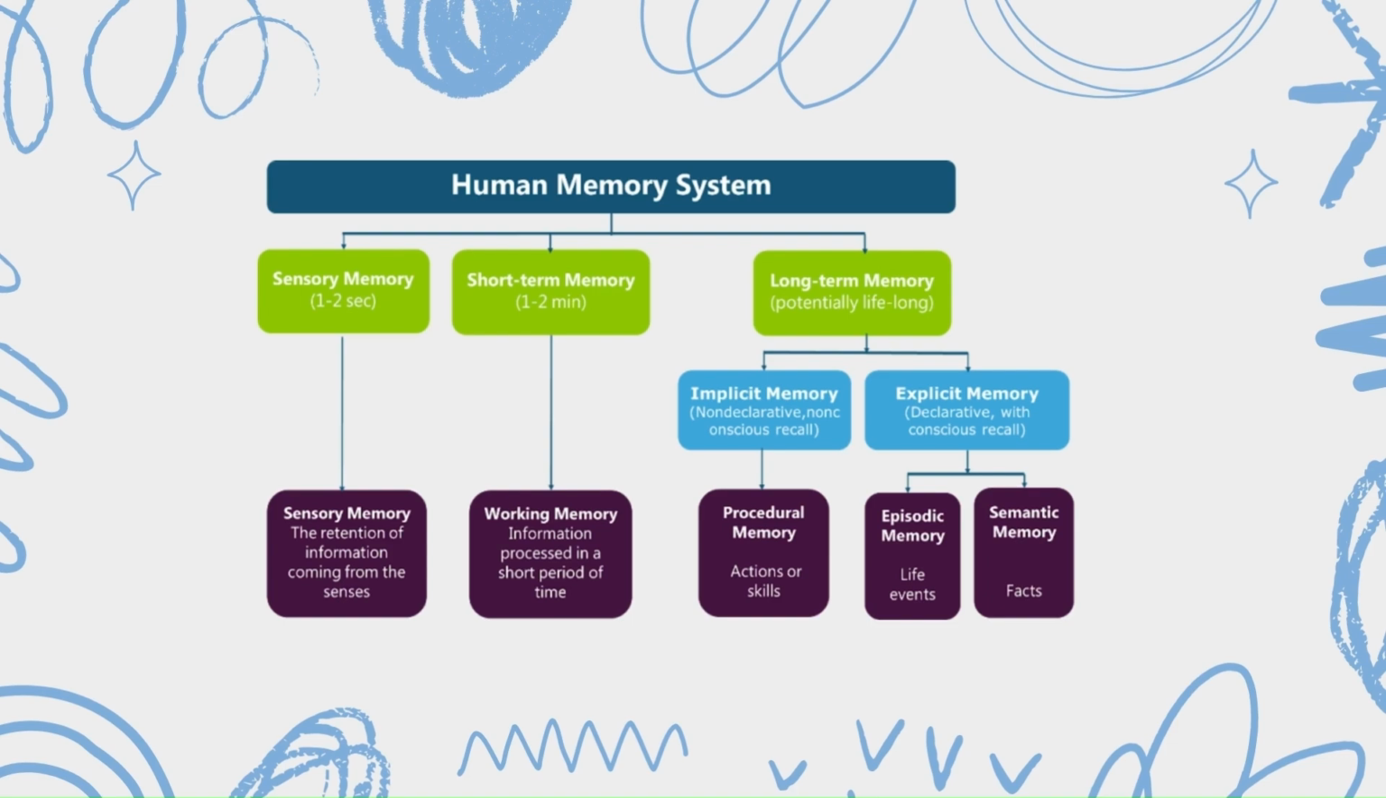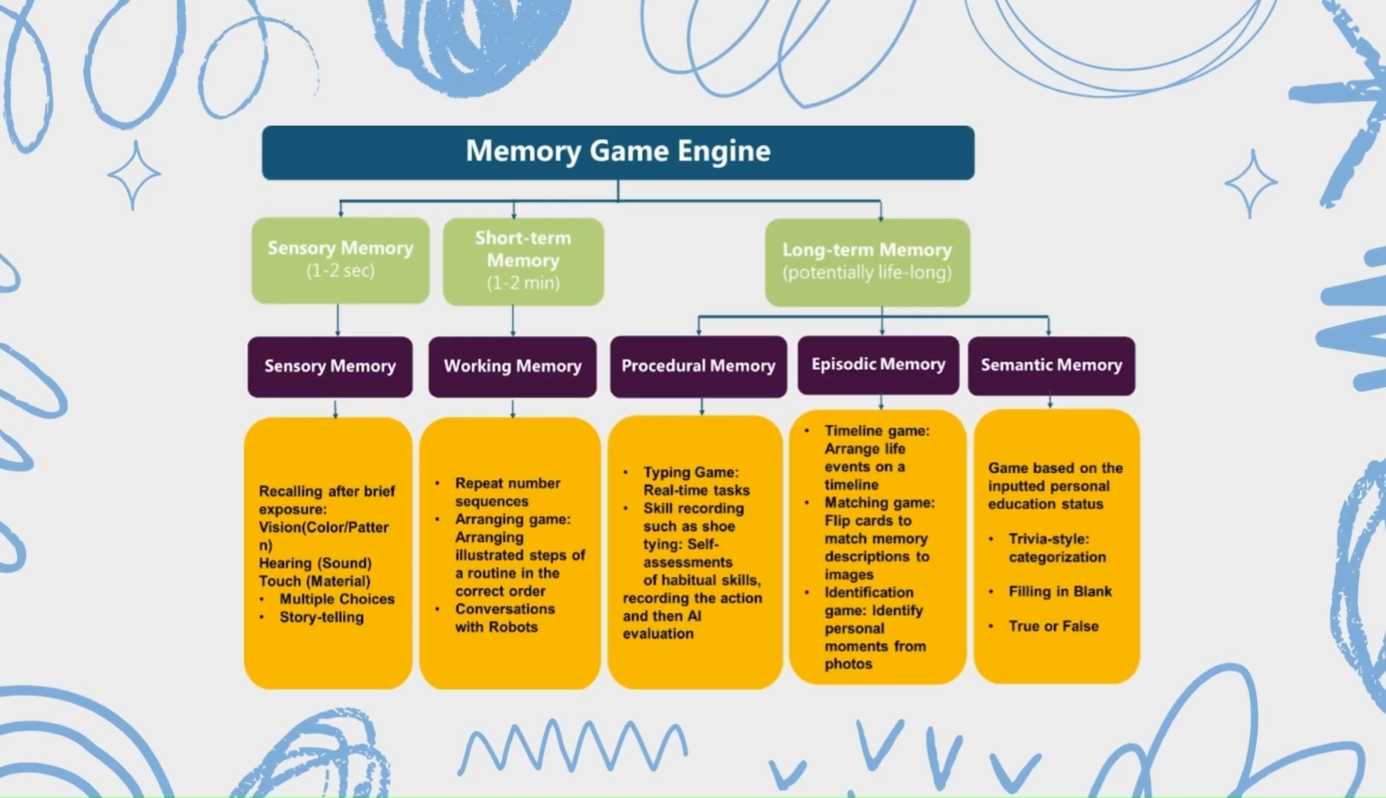It includes implicit memory, such as procedural memory for skills, and explicit memory, which requires conscious recall. And so explicit memory further divides into episodic for personal life events and semantic for facts and knowledge. So together these systems explain how humans take in, process, and store information.